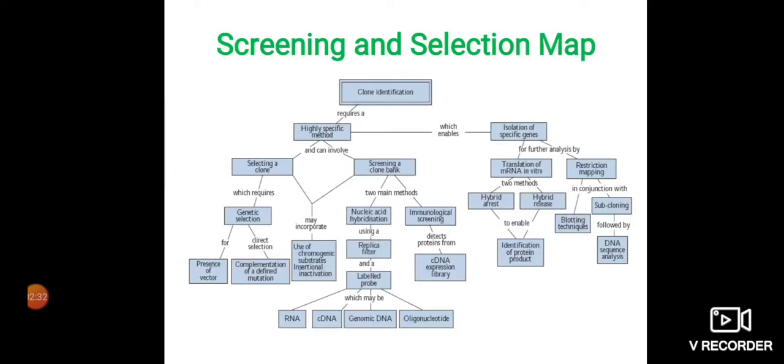So this is the screening and selection map. If you go through it, you will find there are different methods people employ, different ways they go about this particular method, and they do the screening.